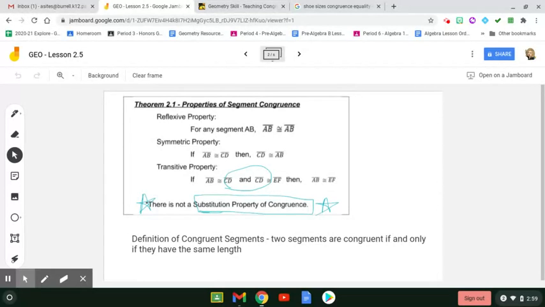All right, here's another important fact that we're going to be using as a reason in proof, the definition of congruent segments. Two segments are congruent if and only if they have the same length. And that helps us to go sometimes in between equality and congruence whenever we talk about proof.